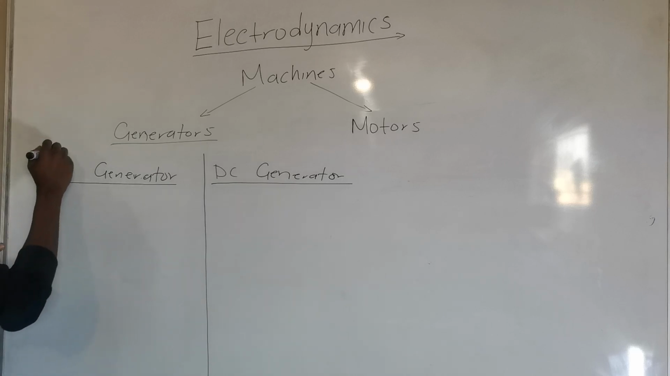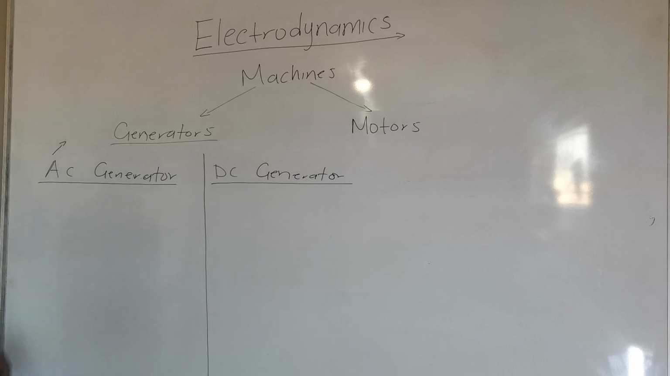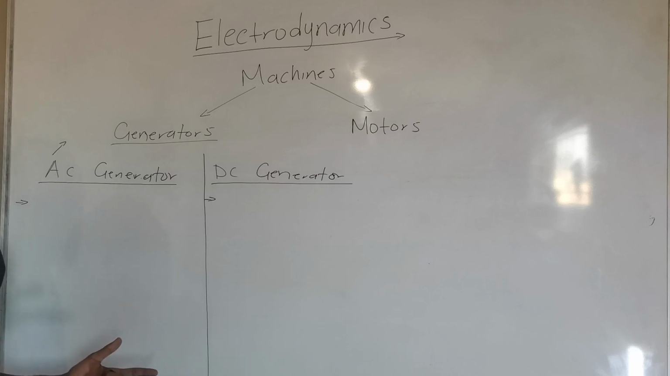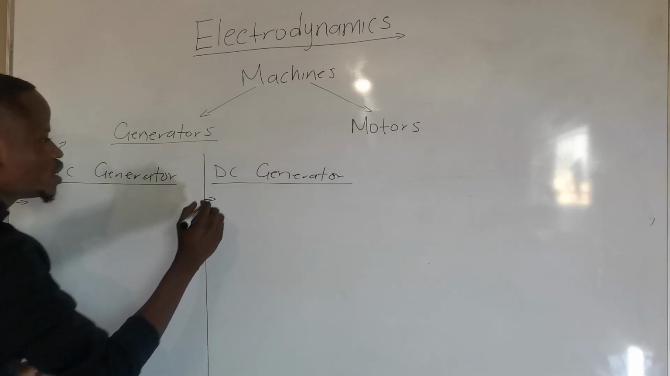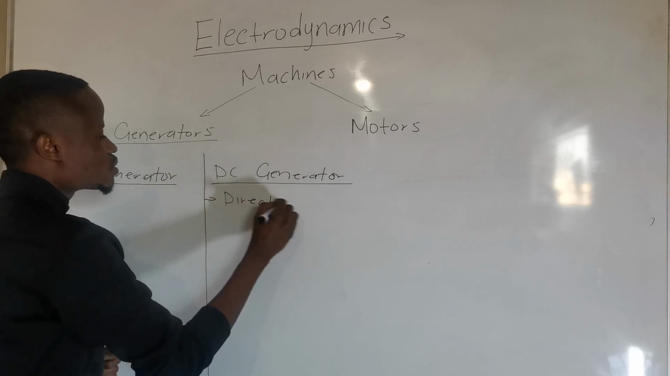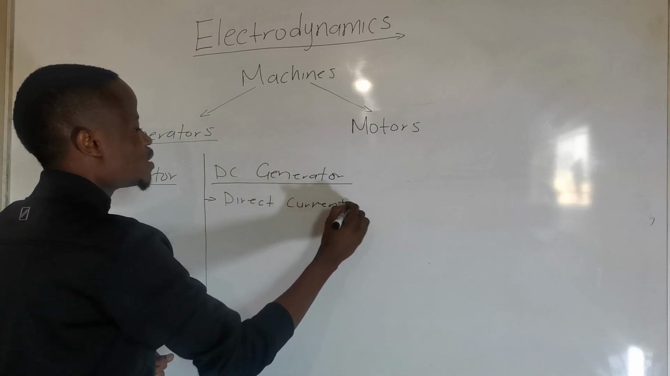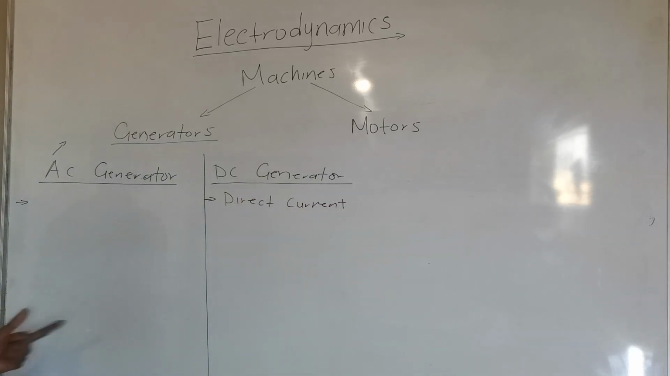AC means alternating. We know, like in math, the alternating series. Alternating means that it is changing direction. So in AC, the current is not moving in one direction, while in this one, the current is moving in one direction. Are we together, guys? So this one is called a direct current generator, or simply a DC generator.